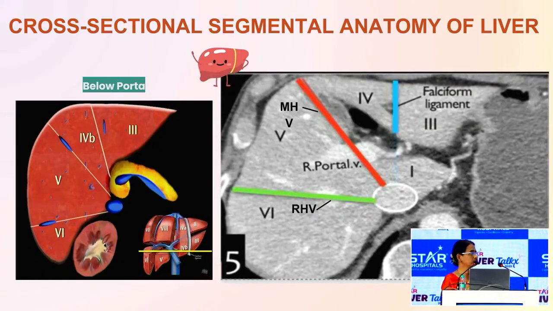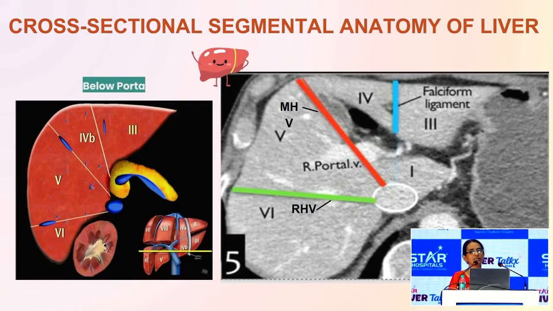This is a section below the porta. Usually the middle hepatic vein, even if you don't see it, you can see the gallbladder in the gallbladder fossa. And even if you can't see the left hepatic vein, you'd see the falciform ligament. So again, on the right, you'll have segments 5 and 6, and on the left, 4B and 3.